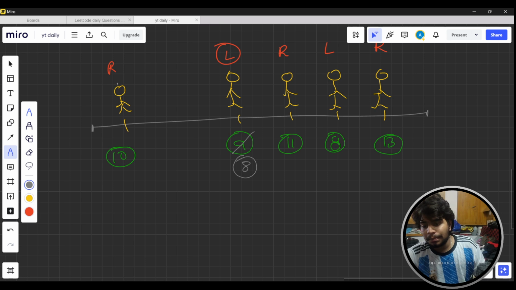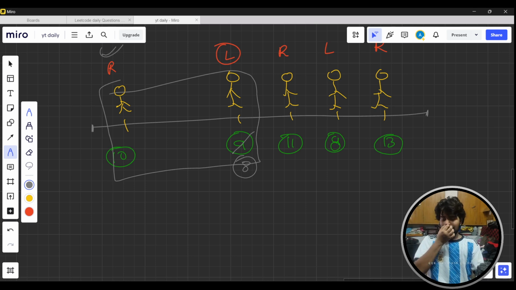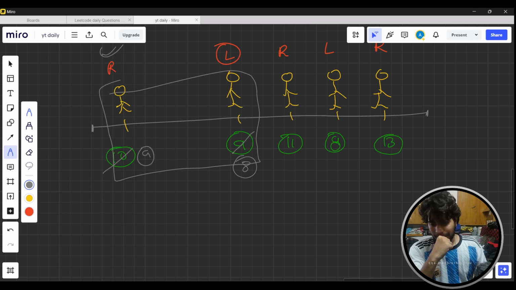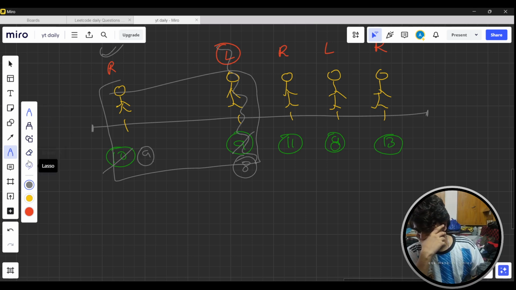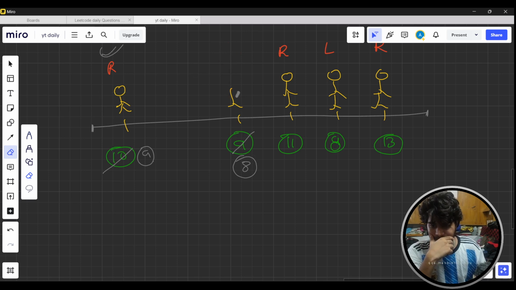After that, there will be a collision between these two. Who will win? I know this will win, and it is moving in that direction. Since both robots have opposite directions, this robot will win. So I can reduce the health by 9, and I can just kill this. Does it make sense?